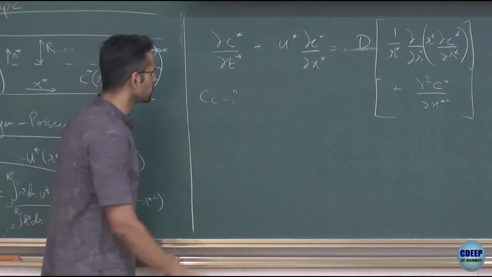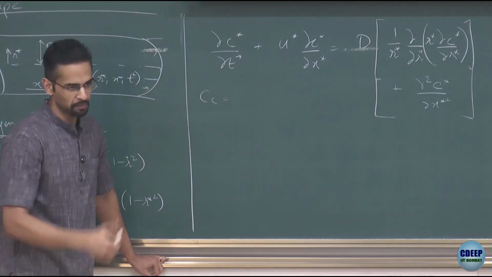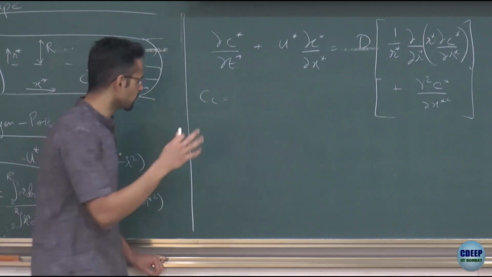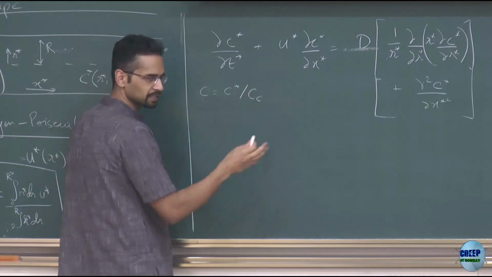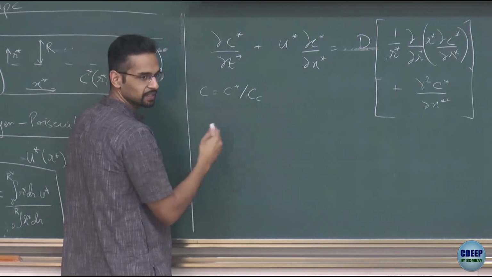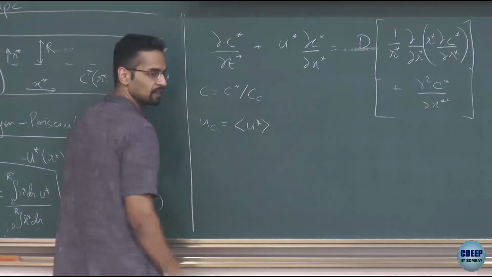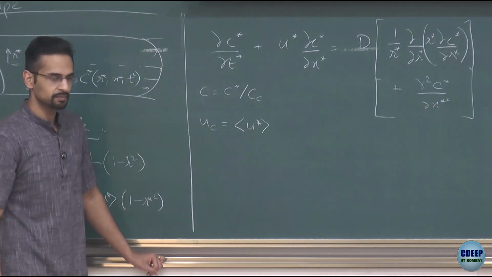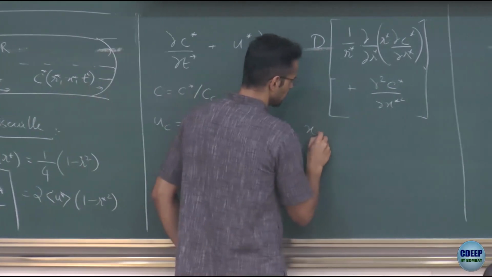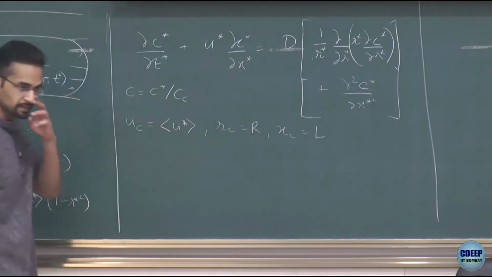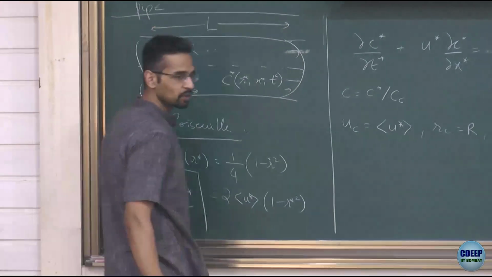We can use some characteristic C, it doesn't really matter what it is. It could be some kind of initial concentration, depending on the pulse, for example. So we will write C star as C times some C characteristic. Similarly, we have to take U characteristic and so on. The U characteristic, we will just take as the average of the dimensional velocity. The R characteristic should obviously be the radius, and the X characteristic is the length of the tube, which we're going to say is much longer than R.